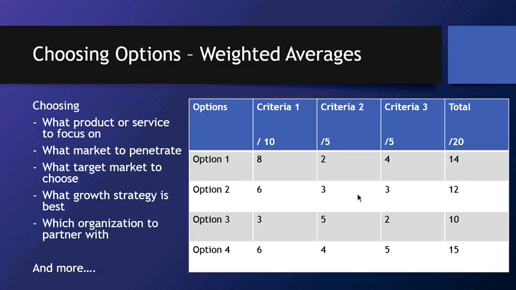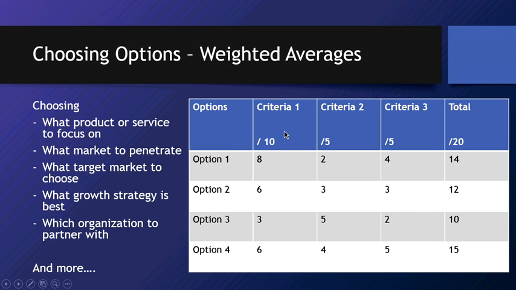Number 1, weighted averages. This is great for choosing between products or services, what market to penetrate, what target market to go after, what growth strategy is best, what pricing model, what organization to partner with, who to work with as a supplier, and many, many more. So choosing between options, leveraging weighted averages is a great way to go.